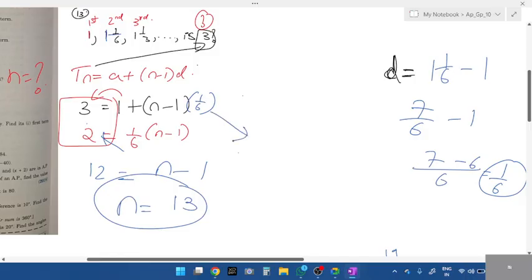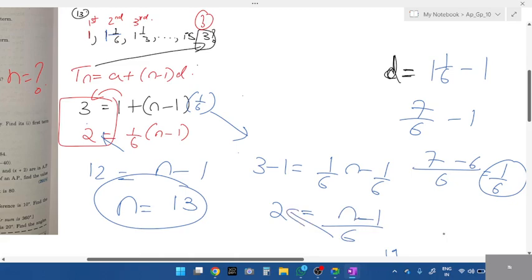Do it like this. If not, look here. 3 minus 1 is equal to 1 by 6 n minus 1 by 6. You can even do it like this. It looks complicated. You can take LCM and solve. See, it's the same, students. If you shift it, 6 2s are 12 is equal to n minus 1. You will still get the same answer.